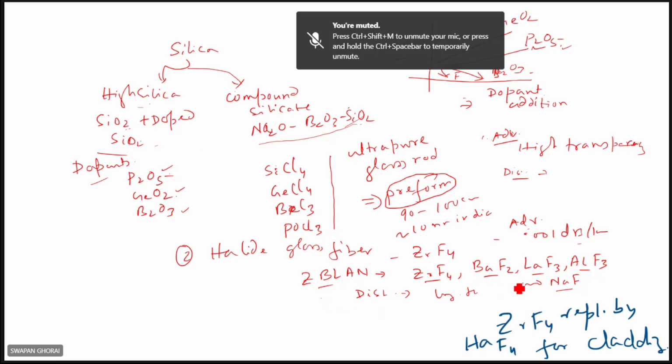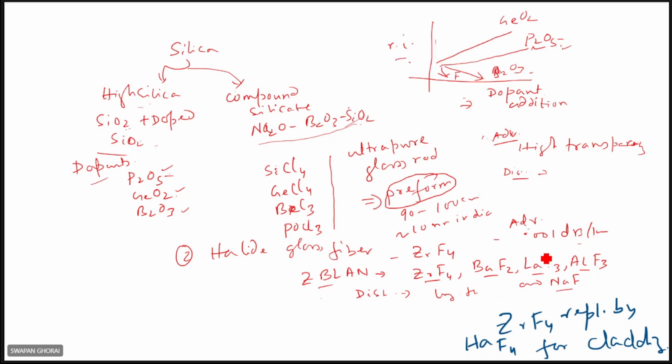So these constituents are required to make the fluoride glass, right? And for fiber, you have to vary the refractive index. In this case, if zirconium fluoride, ZrF4, is replaced by hafnium fluoride, HfF4, then the refractive index can be varied, and that is used for cladding. So these are the constituents of the halide glass.